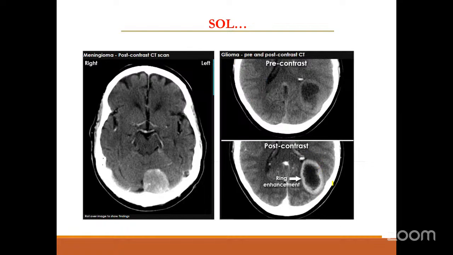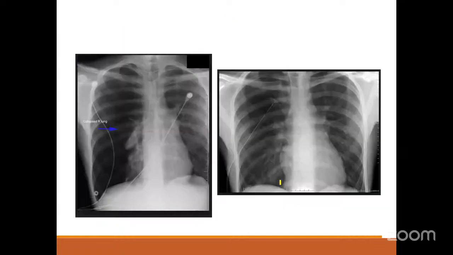Based on these findings, we need to decide on our care. If you are thinking of an abscess, then antibiotic, duration, dose, everything changes. If it's a glioma, and there are signs of raised ICP, then your anti-edema agent of choice changes. Rather than going on to hyperosmolar therapies, you might consider steroids. So identifying these things on a CT will help you in giving the right choice of drugs.